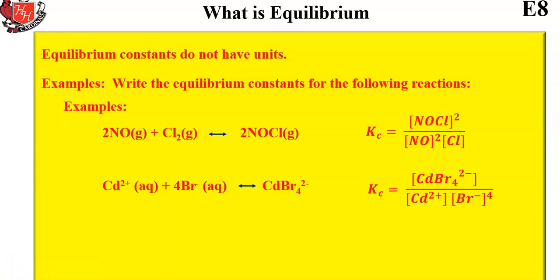All right, equilibrium constants do not have units. So, as an example, write the equilibrium constants for the following reactions. Just convince yourself that those would be the laws of mass action for those particular reactions. But there are no units to an equilibrium constant. It's a dimensionless or unitless variable.